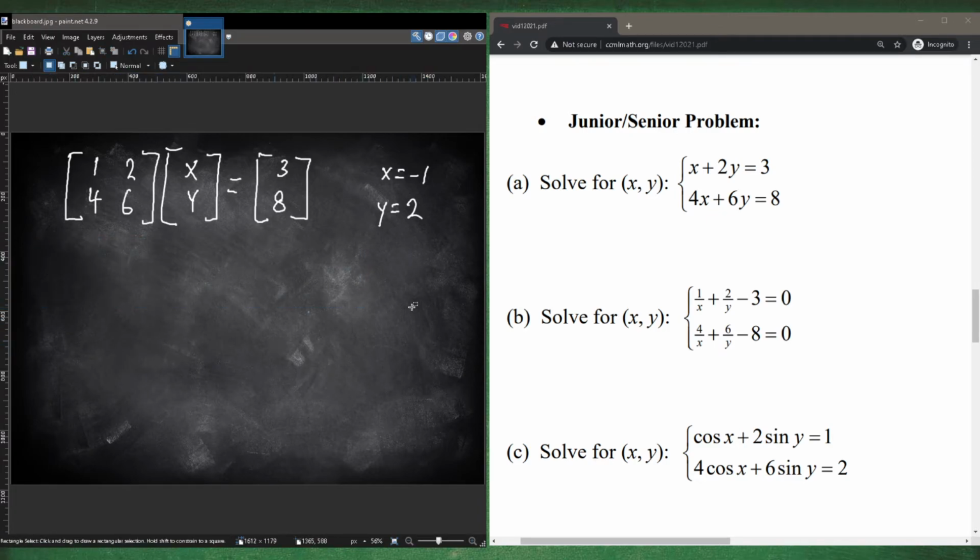So I'm going to delete this, and I'm going to substitute our x, y, because they're going to be really useful to solving B and D. So this is negative 1, 2. So let's go with B.